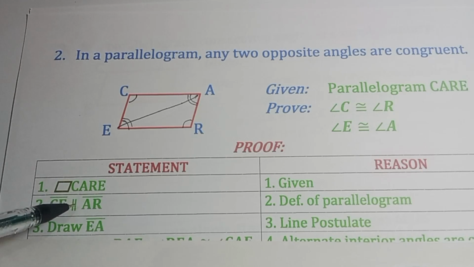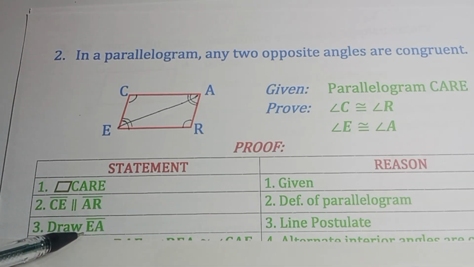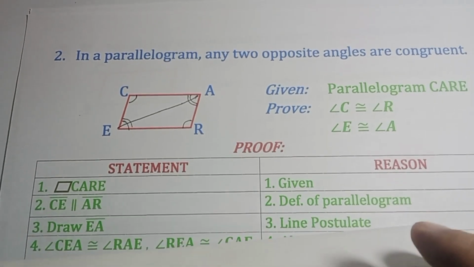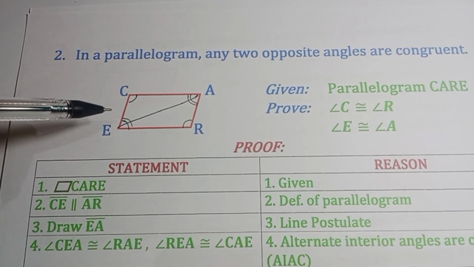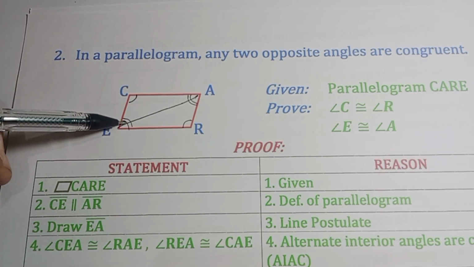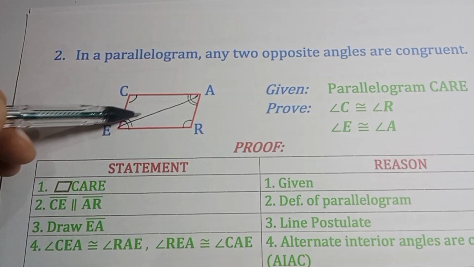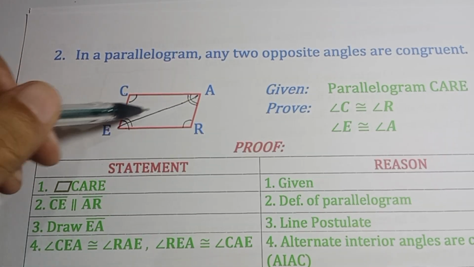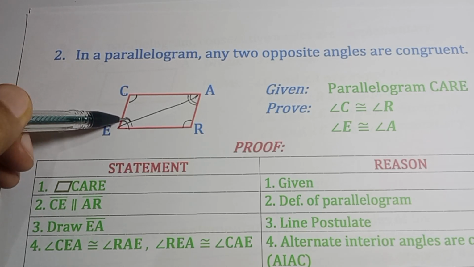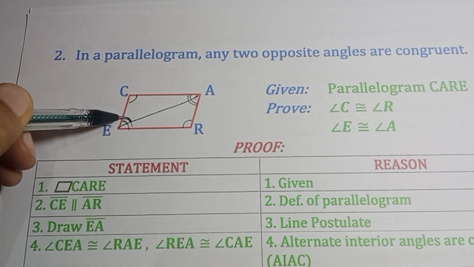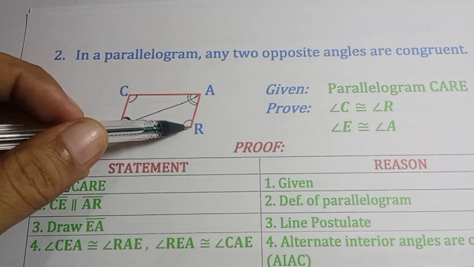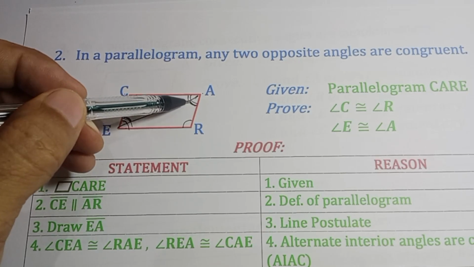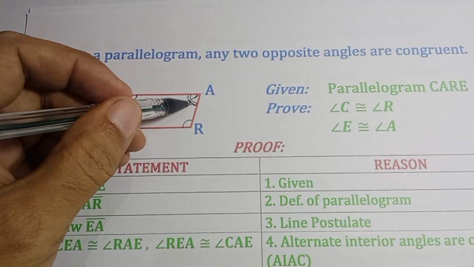So CE is parallel to AR. Okay. So draw EA, which is the line postulate. Now, we also notice that as we made this segment, we have angle CEA, this one. This angle is congruent to angle RAE, this angle. So these two are congruent.